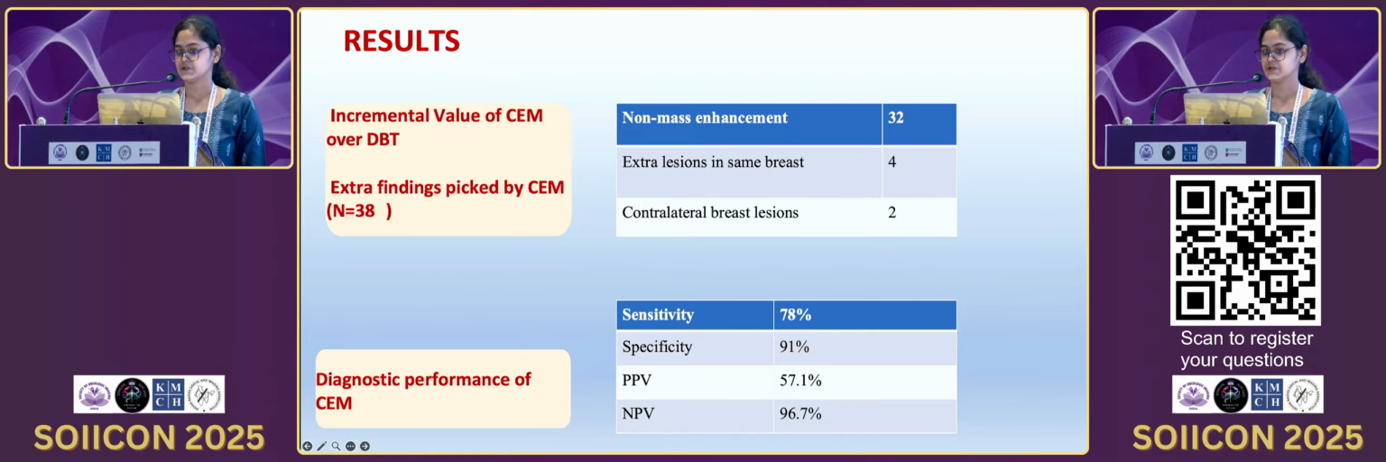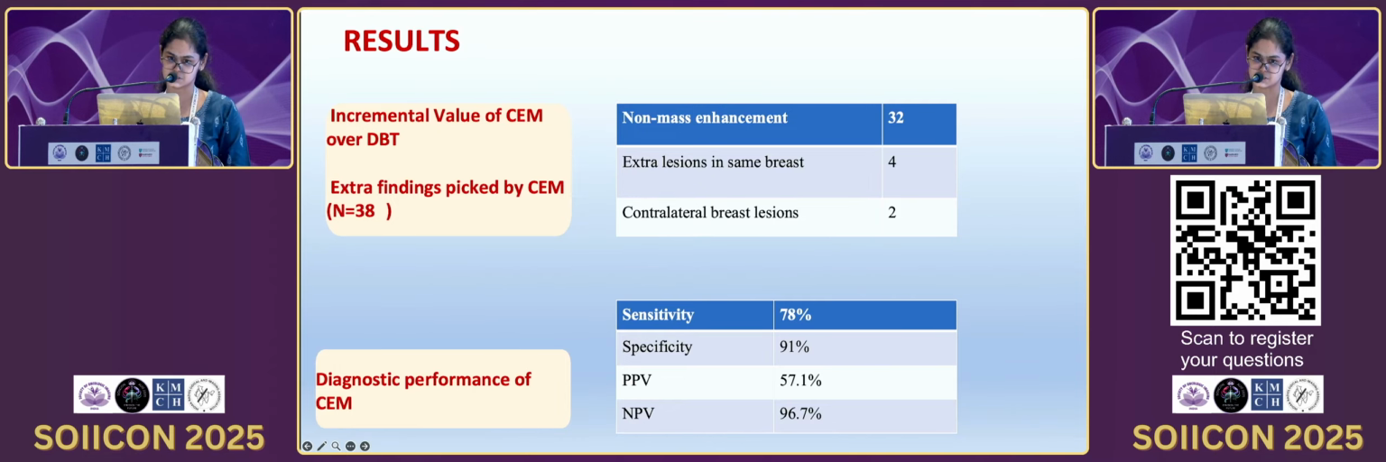Adding on to the incremental value of contrast enhanced mammography over digital breast tomosynthesis, contrast enhanced mammography additionally found 38 more lesions than digital breast tomosynthesis. In 38 lesions, the non-mass enhancement were 32 in number, and 4 lesions were found extra in the same breast, and 2 more lesions were found in the contralateral breast.